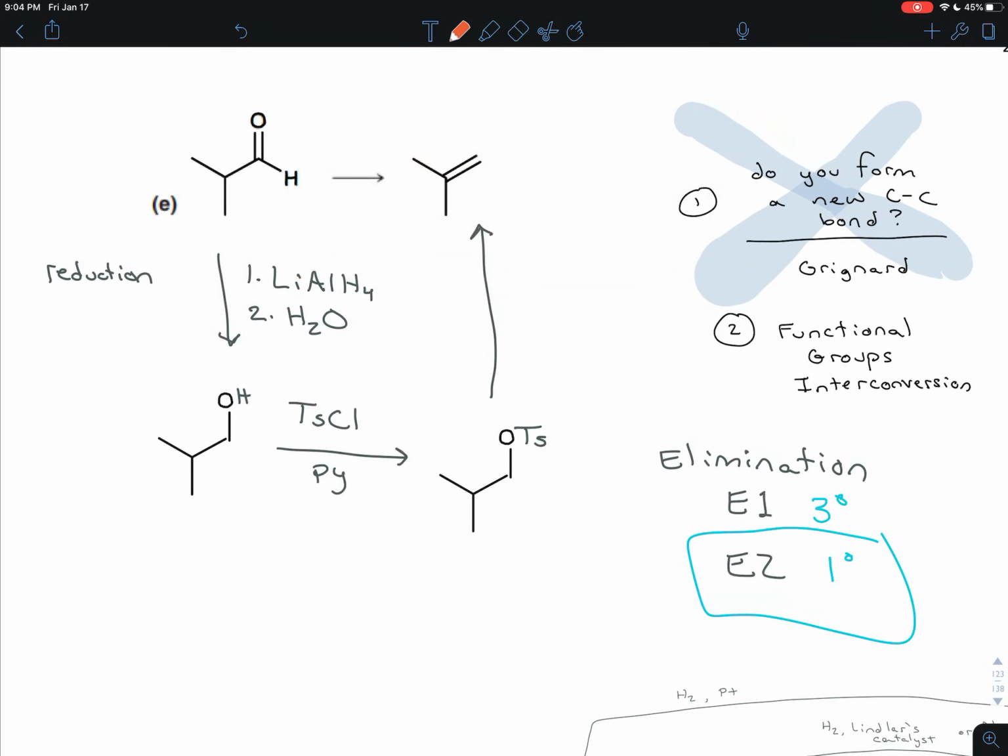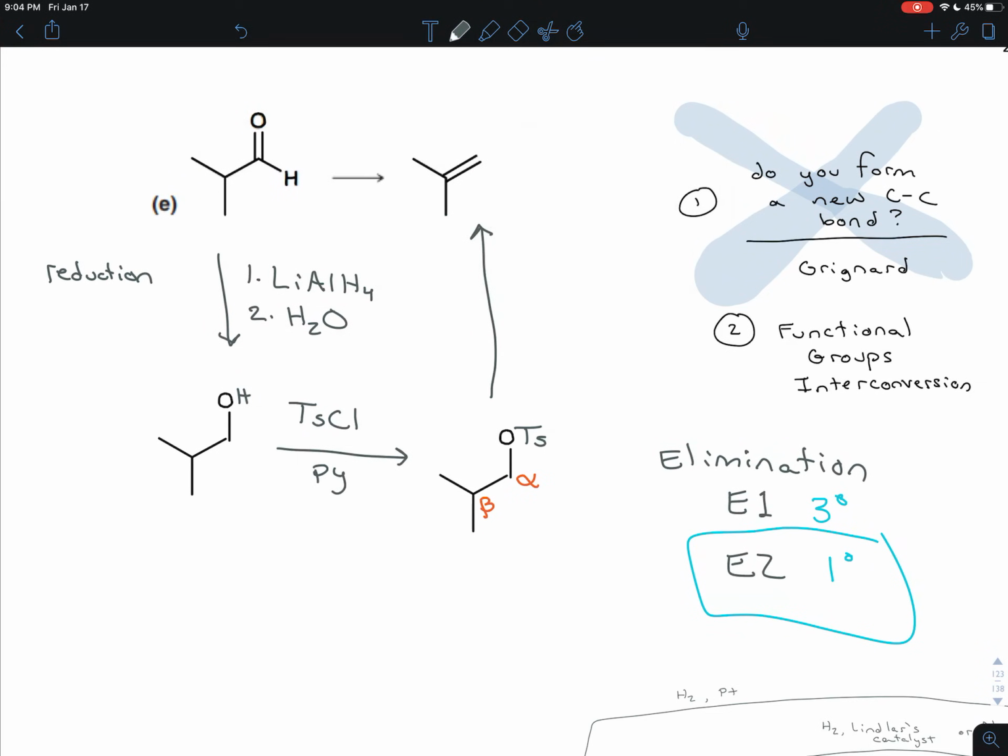Now, here is where you'd have to decide whether you'd use a skinny base to get your Zaitsev product as a major product, or a bulky base to get the Hofmann product as the major product. In this case, it doesn't really matter which one you use, because the alpha carbon, that's the carbon with the leaving group on it, only has one beta carbon attached. So there's only one place where you can form the pi bond.